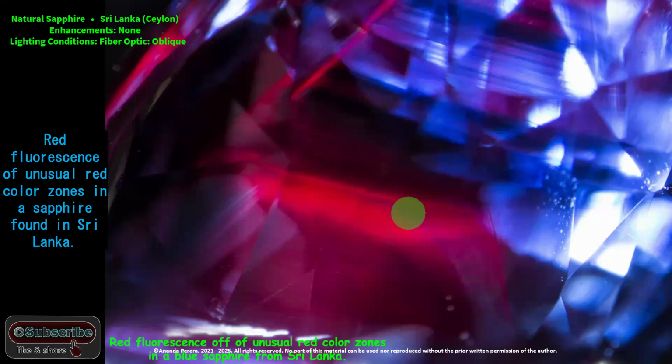When we go there, the lighting condition here is fiber optic oblique. Look at the rutiles here and the red fluorescence inside the stone. See the color zones found in this natural sapphire. See the fingerprint here. Rutile, red fluorescence of unusual red color zones. We can see inside the natural Sri Lankan stone.